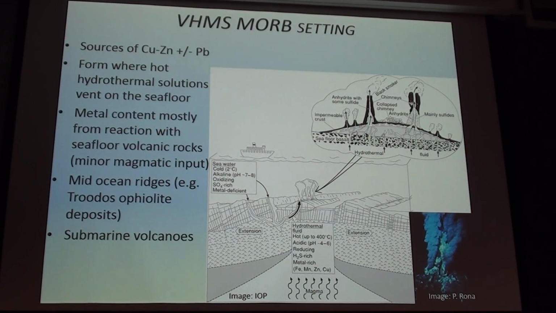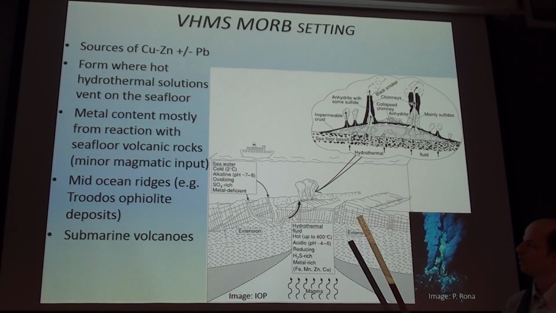VHMS deposits are sources of mainly copper and zinc, as well as lead. They form from hot hydrothermal solutions when these vent on the seafloor, and remember, venting very hot solution into very cold water causes it to precipitate the metal. And the metals are actually not coming from a magma source. The magma, in the mid-ocean ridges or in arcs, is what provides the heat, the energy to drive the hydrothermal circulation. But the metals do not come from the magma, mostly.